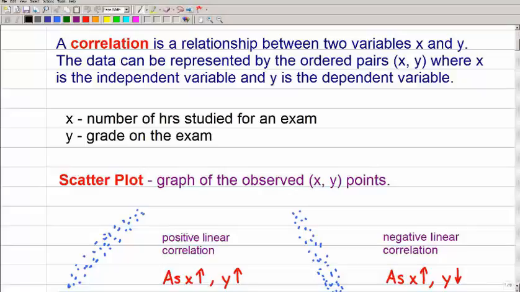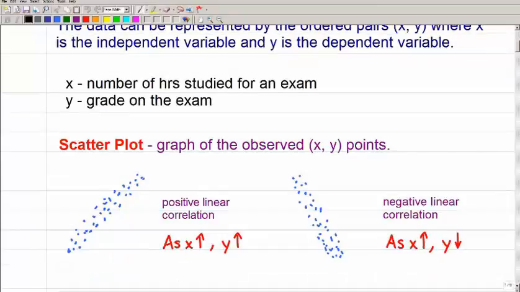So what you would do is measure different people and record their results. How many hours did you study? What was your grade? That gets you an x-y ordered pair. A scatter plot is a graph that plots dots for all of these x-y pairs. Anytime we have a graph going upward where the dots are clustered close together, forming a line, we call that a positive linear correlation.